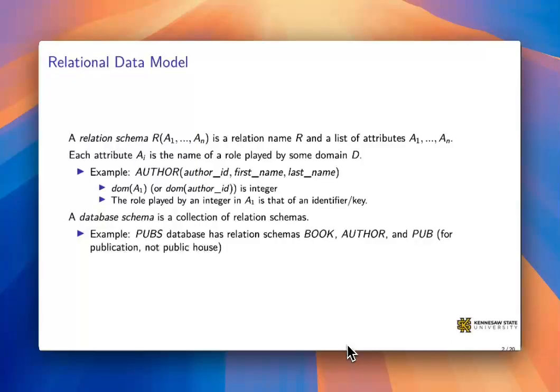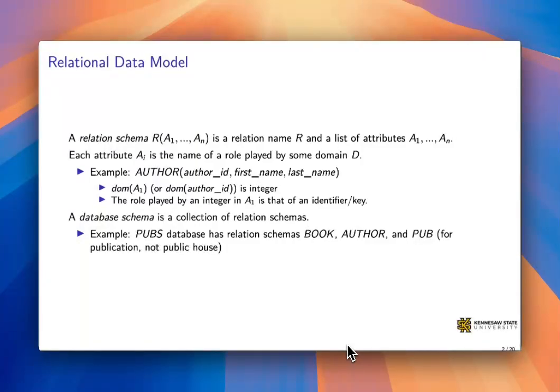For example, say we have an author relation schema with author ID, first name, and last name. Author ID would come from the domain of integers. First and last name would come from the domain of strings. And the roles that they play are indicated by the name. So author ID plays the role of an identifier, for example.